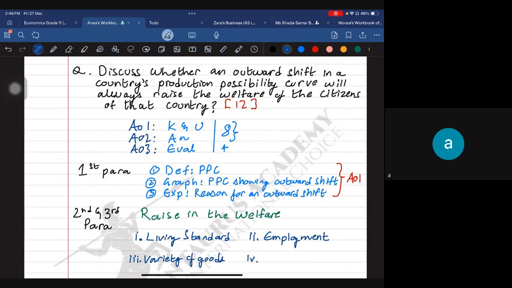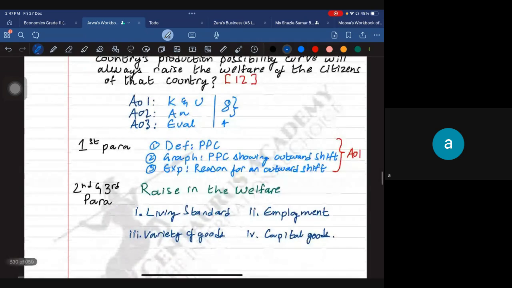In an outward shift, you are talking about the products. You do not know whether they are consumer or capital goods. Can we talk about the capital goods, that this will help even in future? Yes, it can help production for the future generations basically, if you invest in it now. Okay.